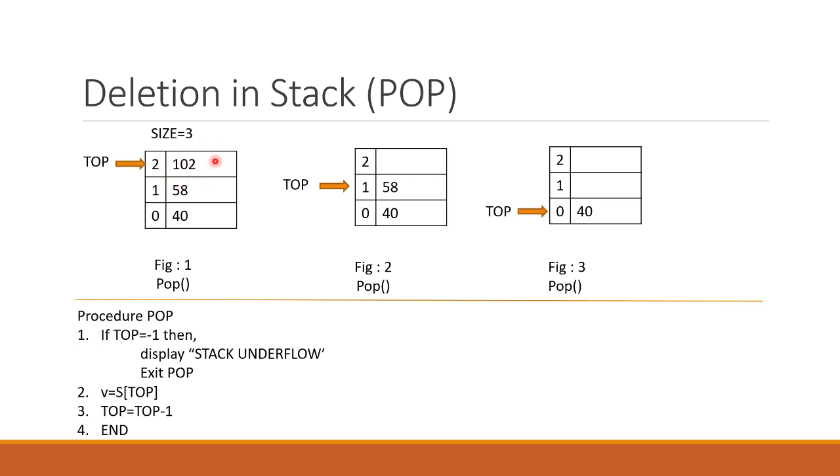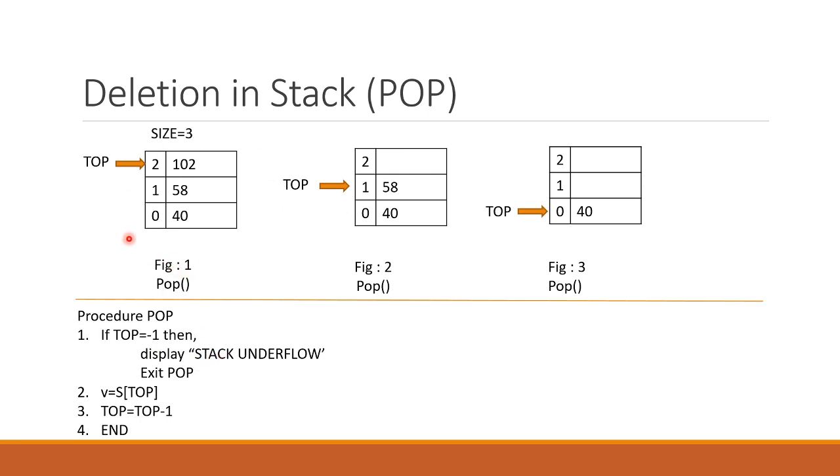But before deletion, we need to check whether my stack is underflow or not. Now what is the underflow condition? If my stack is empty, then I cannot delete anything by calling pop operation because my stack does not have any data. This condition is known as underflow. We know that whenever the stack is empty, the top is always equal to minus 1. So we have this condition: if top is equal to minus 1, then the stack is underflow and we exit the pop algorithm.